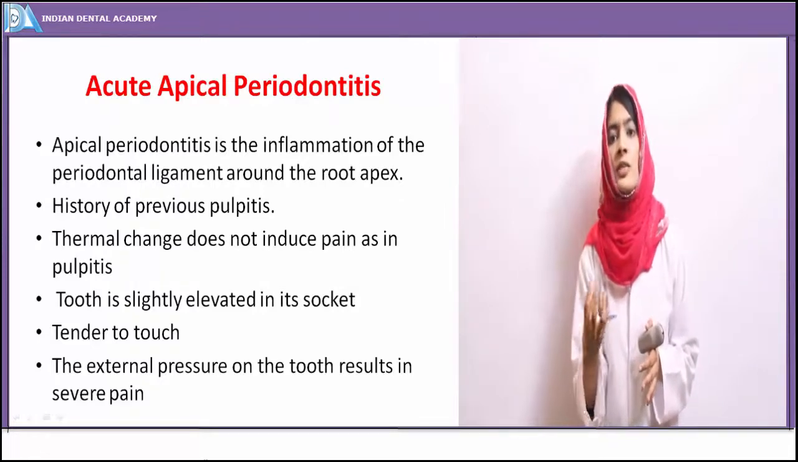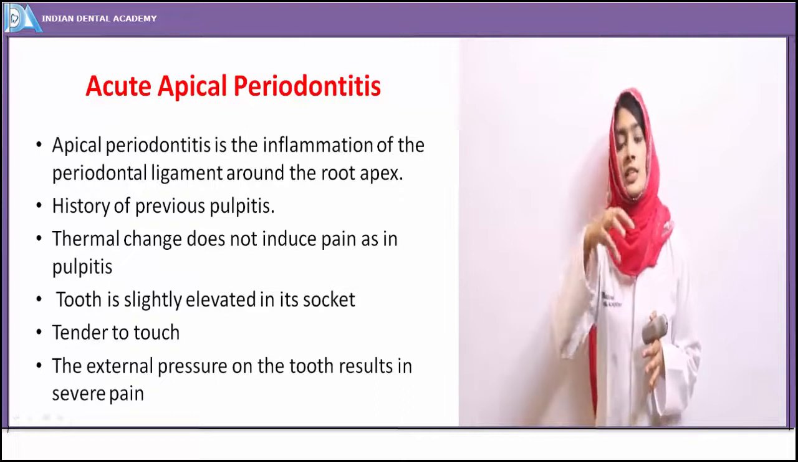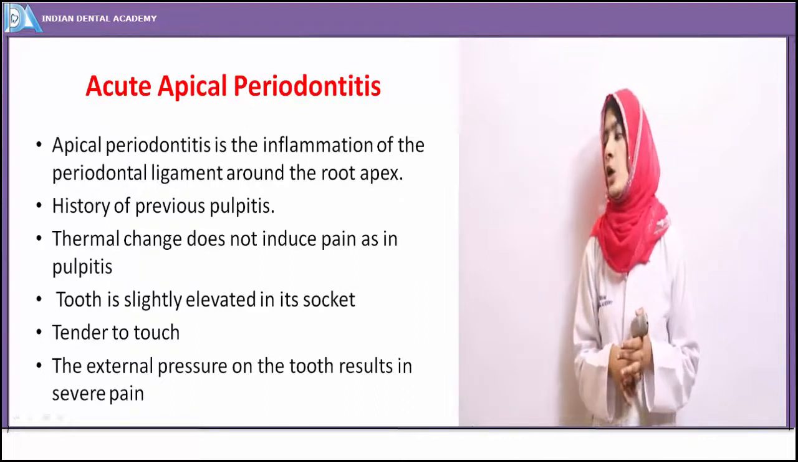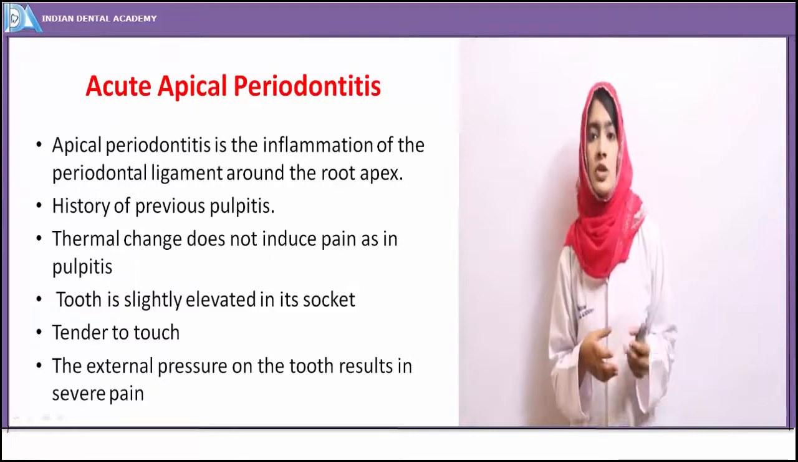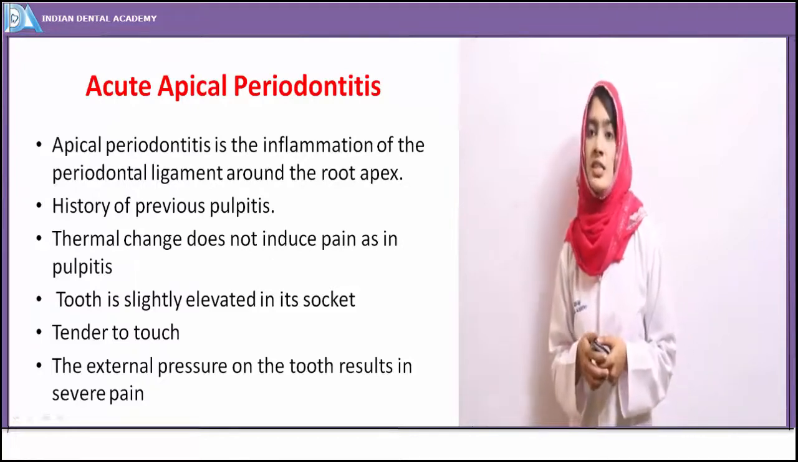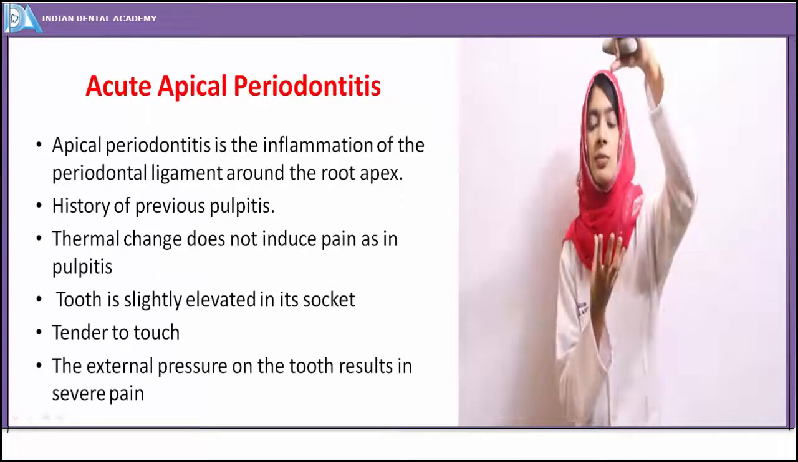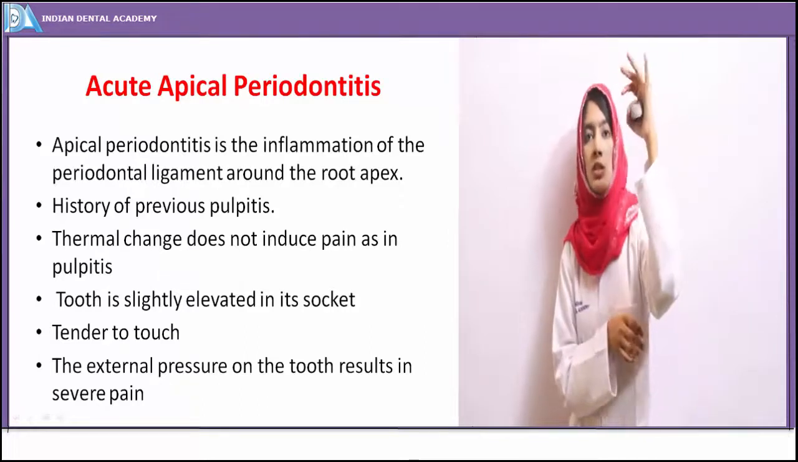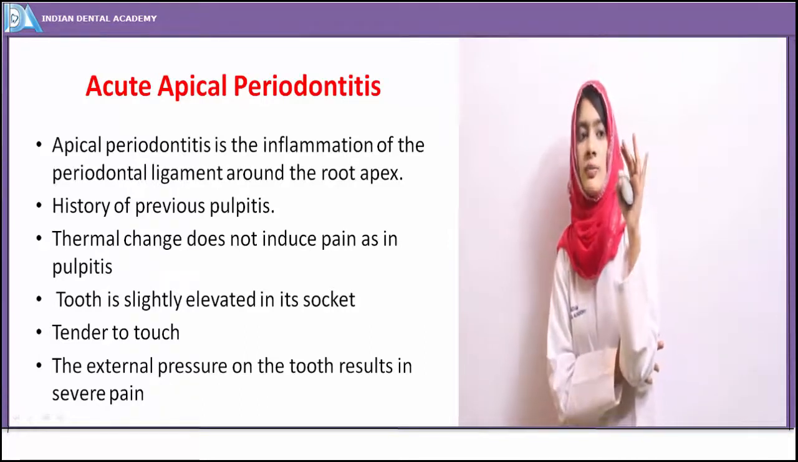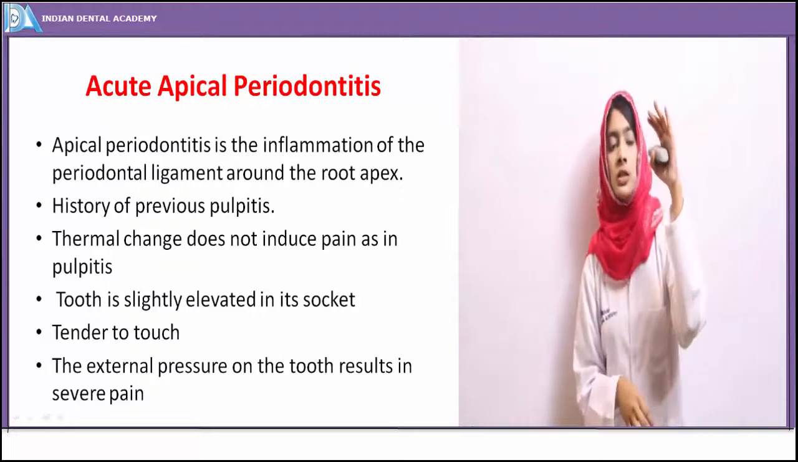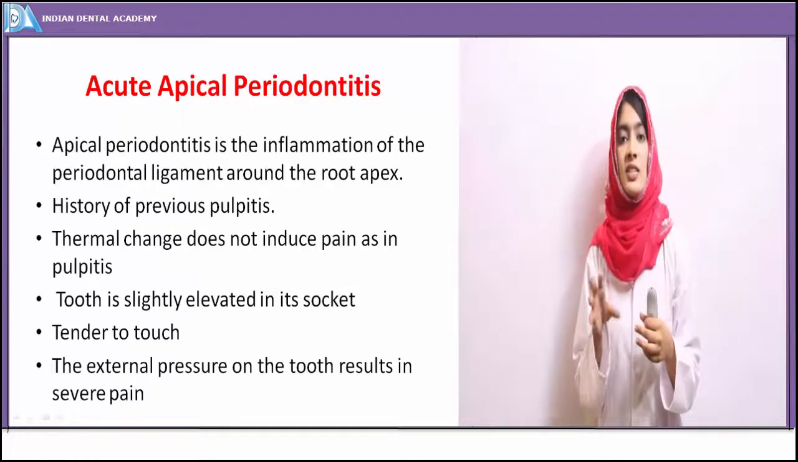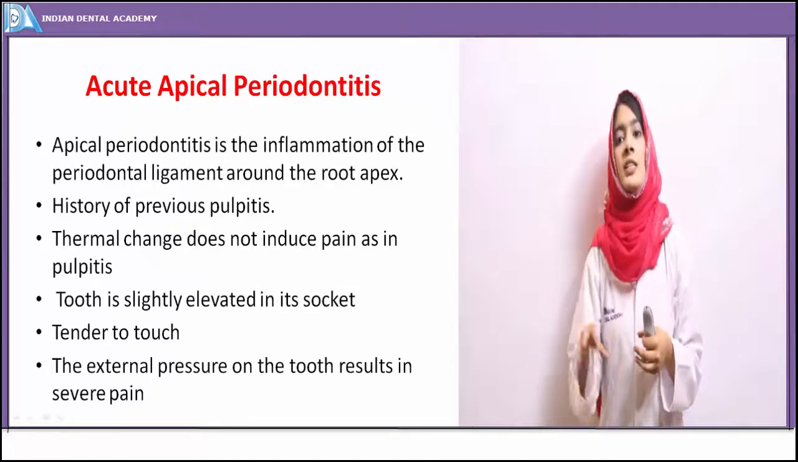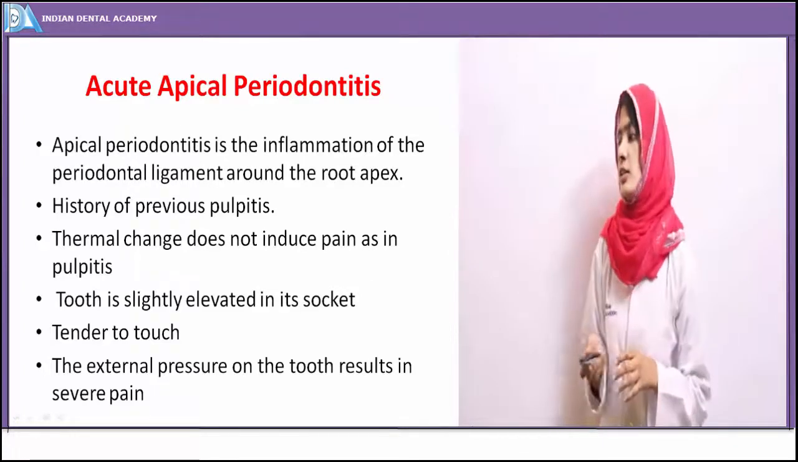In the periodontal ligament, there is accumulation of edema fluid. It leads to elevation of the tooth in the root socket, and the tooth is very, very tender to touch. The external pressure on the tooth results in severe pain. Whenever the tooth is touched or during mastication, the root apex is forced against the edema fluid, which puts pressure on the nerve endings, leading to extreme pain in this case.